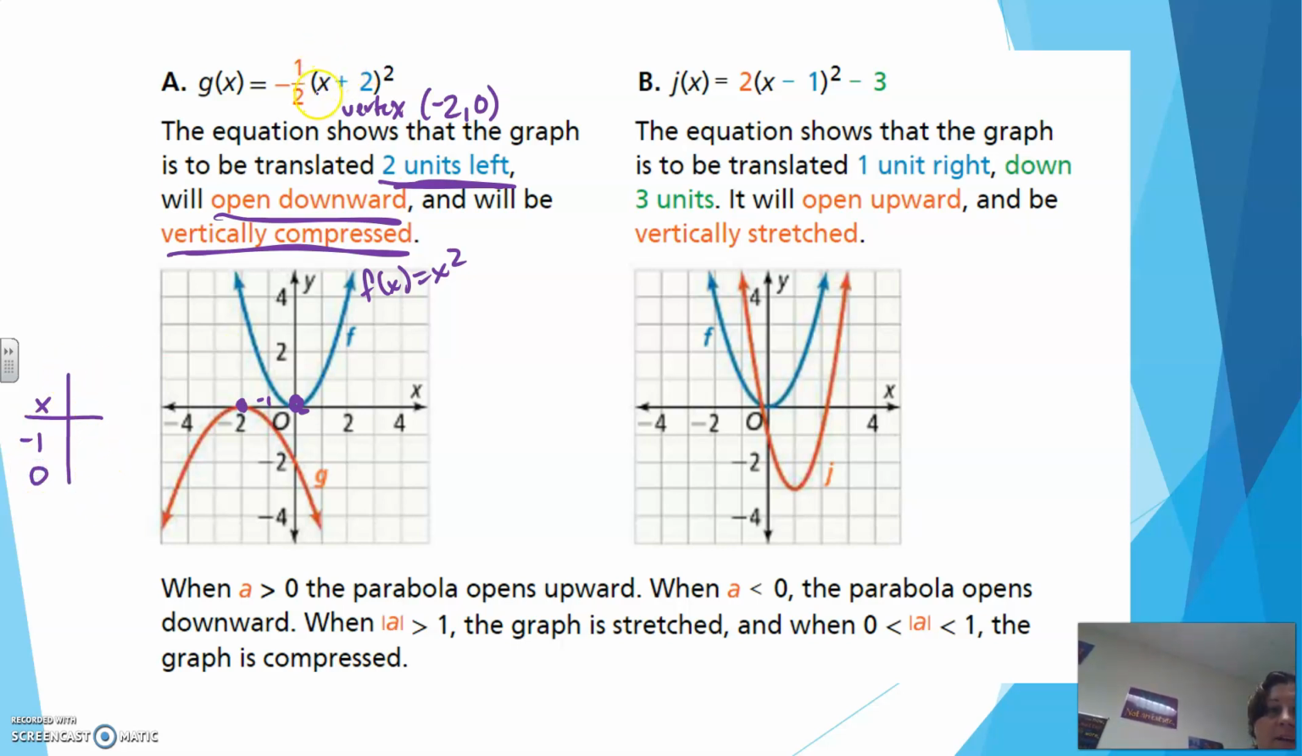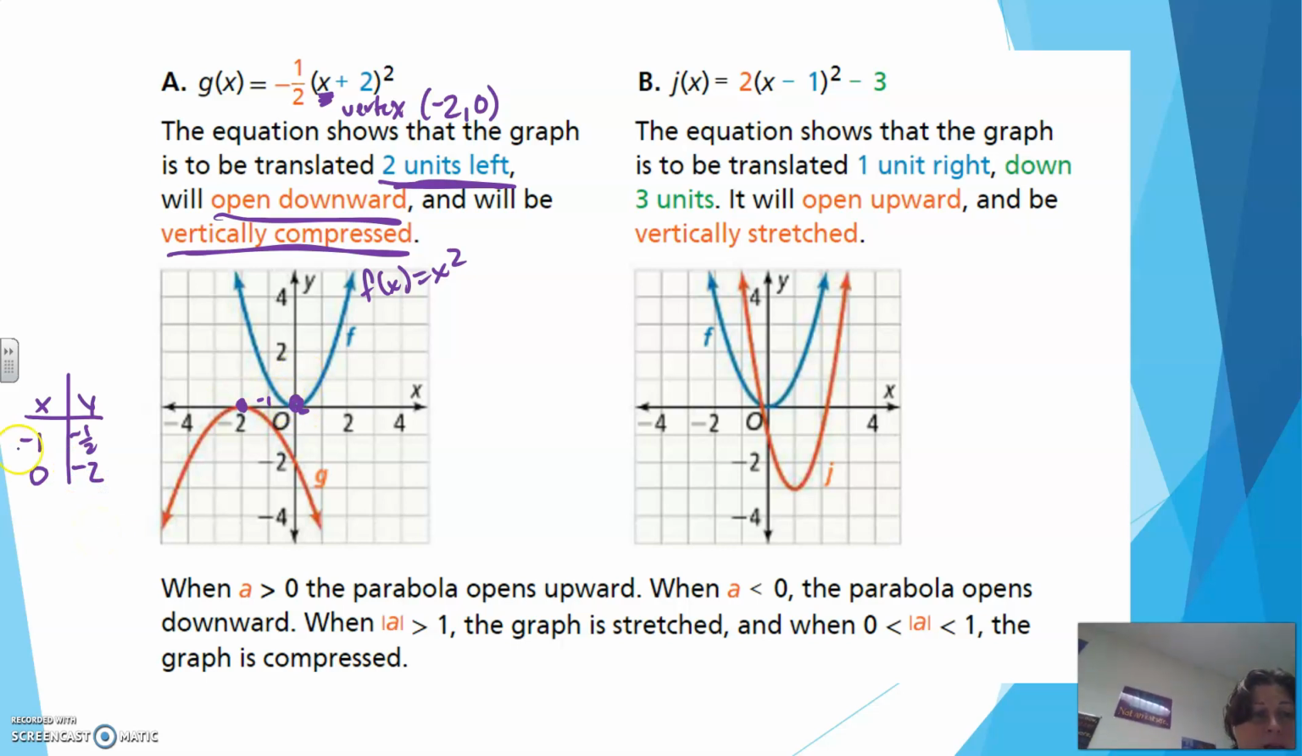So if I plug in negative 1 up here, I get negative 1 plus 2 is 1. 1 squared is 1 times negative 1/2 is negative 1/2. If I plug in 0, I get 0 plus 2 is 2. 2 squared is 4. 4 times negative 1/2 is negative 2.